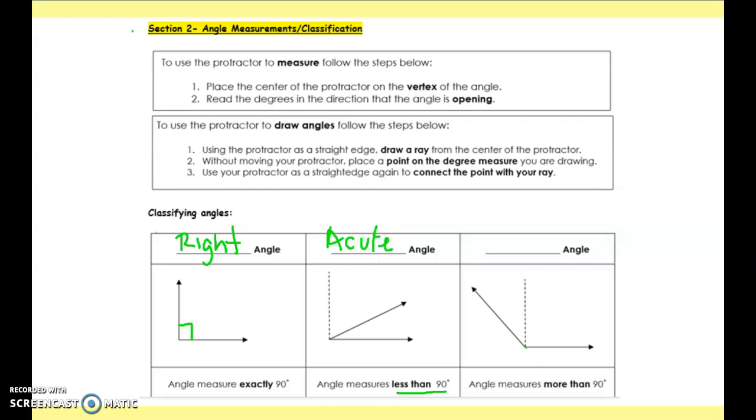And then anything beyond, so again, here's my right angle for reference, anything that goes beyond, which in this case, that example shows you just what that might look like, it is considered obtuse. So it's any angle whose measurement is more than 90 degrees. They're going to ask you to classify.